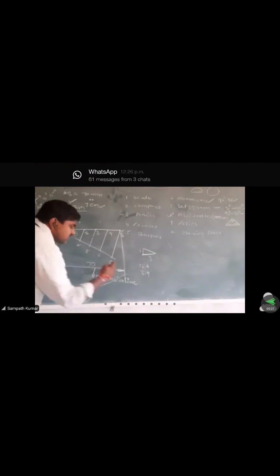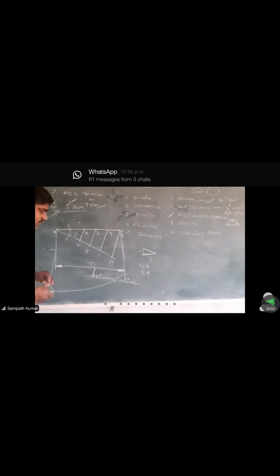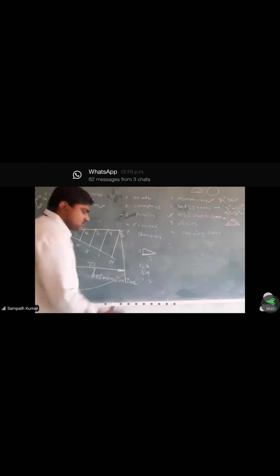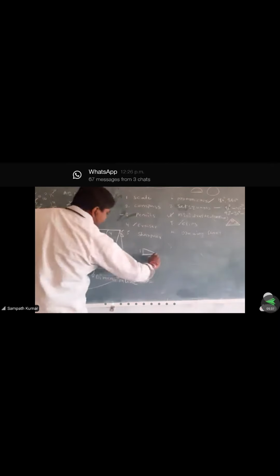This line will be known as the dimension line. Then we have to draw the perpendicular lines from A and B. If the vertical line is 4, the inclined line will be 12, that is 3 times. We have to use only the first one, that is the 1 is to 3 ratio. Sometimes we have to use the 2 is to 6.